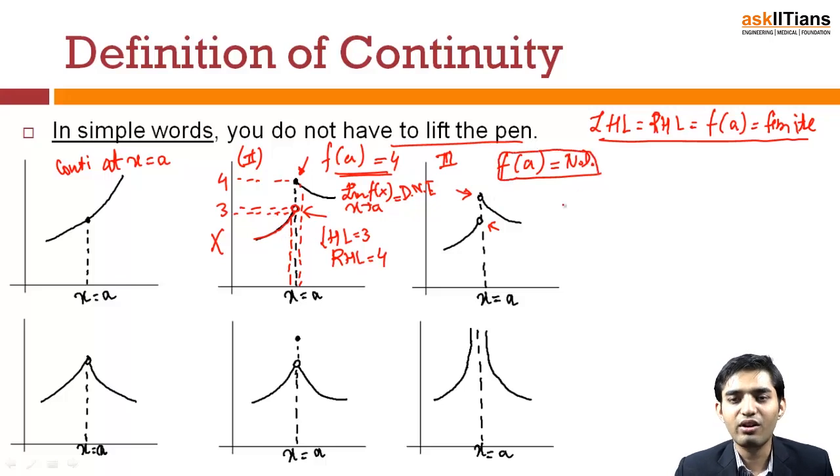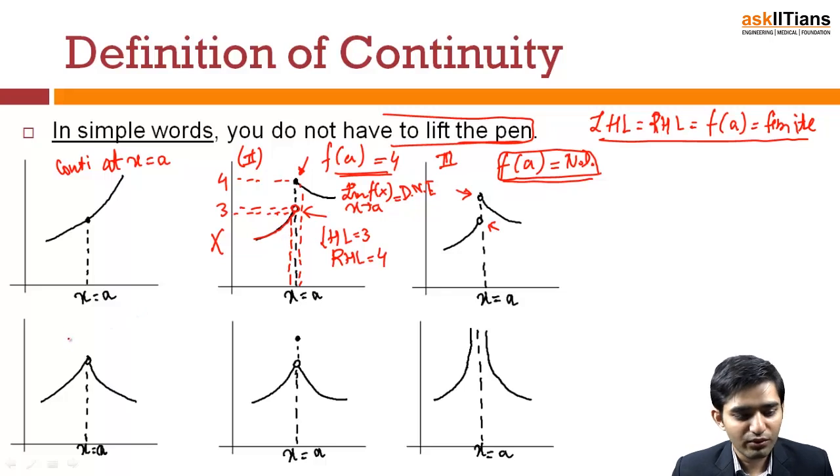So the function itself is not defined, so it will never be continuous. And we can see from the basic definition also that we have to lift the pen at x equal to a. So the function should be discontinuous at x equal to a because we have to lift the pen, right? Or mathematically also we can check that the function is not defined. If the function is not defined, then we will say that it is discontinuous.